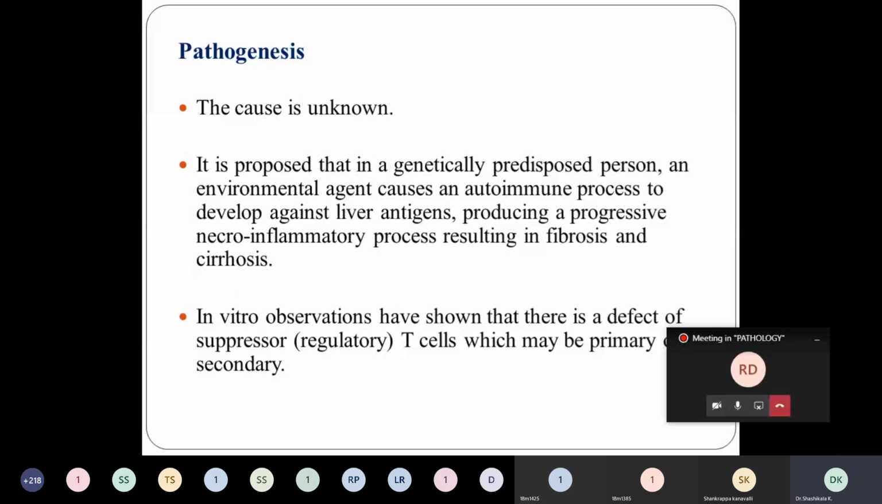In vitro observations have shown that there is a defect of suppressor regulatory T cells, which may be primary or secondary.